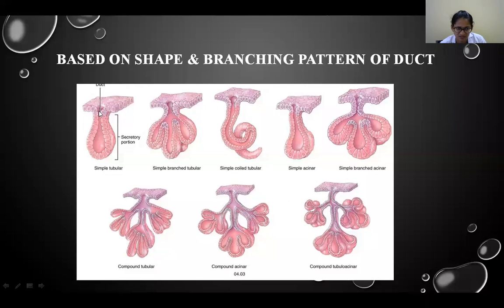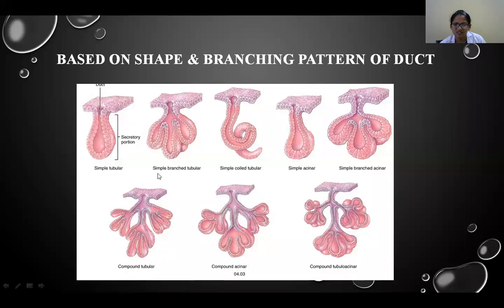So this is the simple tubular gland. See, the acinar cell is tubular in shape, a tube-like structure. It has a single duct, so it is called a simple tubular gland.